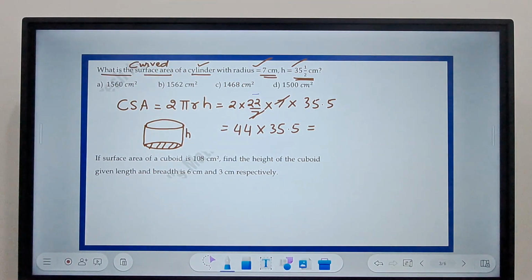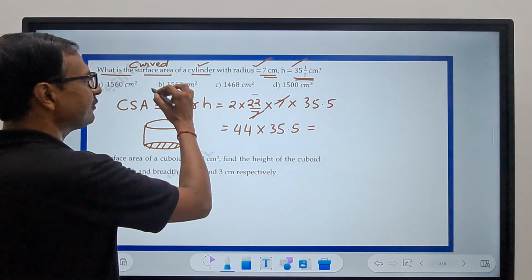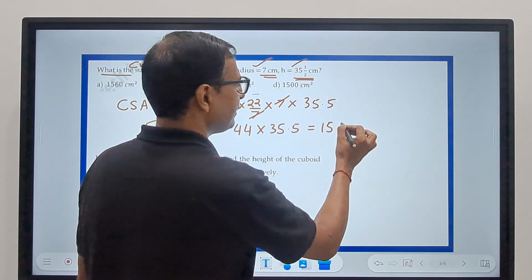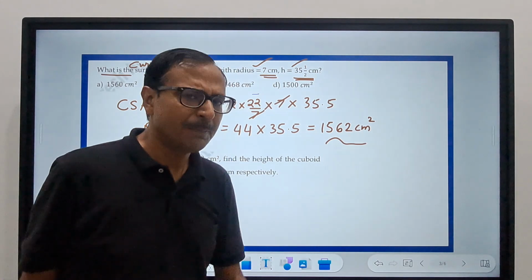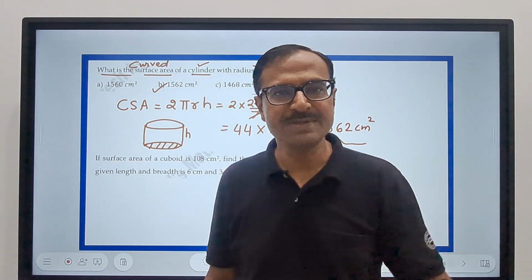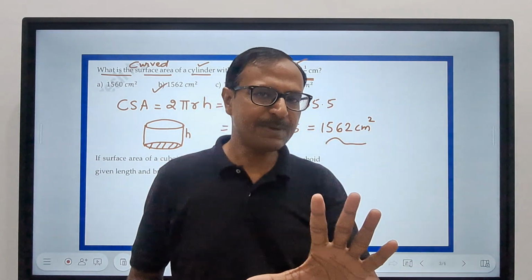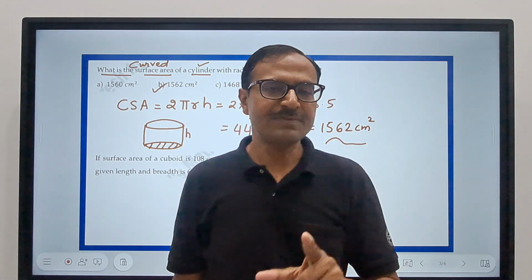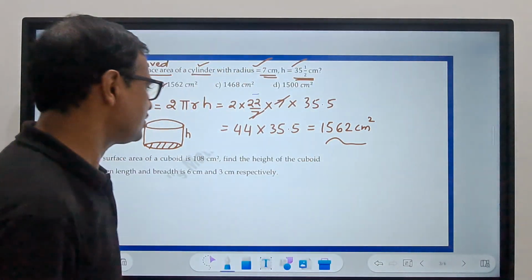Options are given here in the first question, and when you multiply this, you will get 1562 square centimeters as the answer for this particular question. Pretty easy, right? Remembering the formula is one of the very important things, and when it is a cylinder, then circumference of the base of cylinder times the height gives you the curved surface area of the cylinder. Let's see the second question.